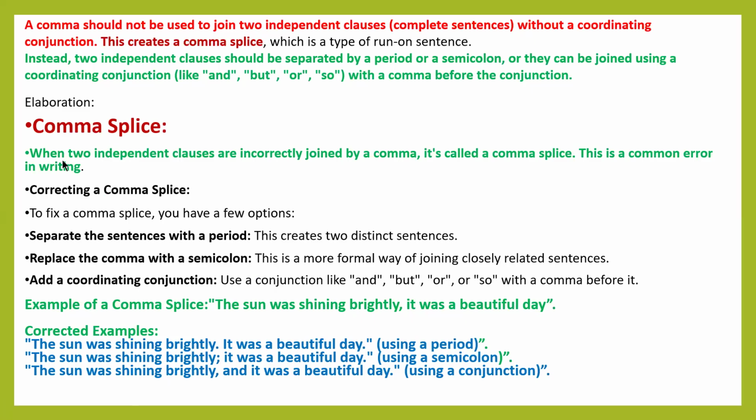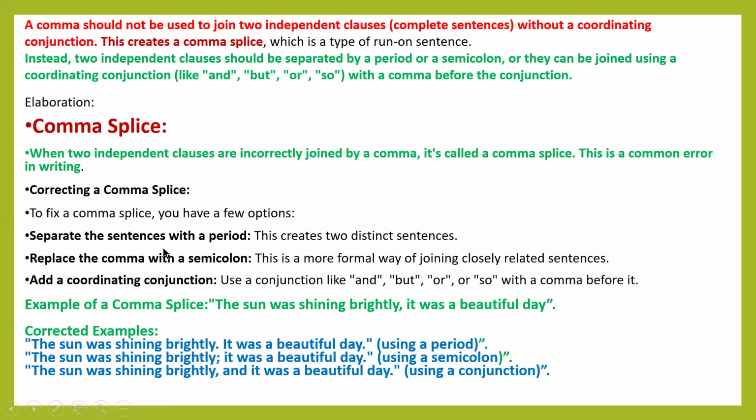Elaborate form we have to understand. When two independent clauses are incorrectly joined by a comma, it is called a comma splice, and this is a common error in writing. So when we are using a comma between two independent clauses and it is incorrectly written, it is a comma splice. Correct. How to correct a comma splice? To fix a comma splice, you have to follow these options.